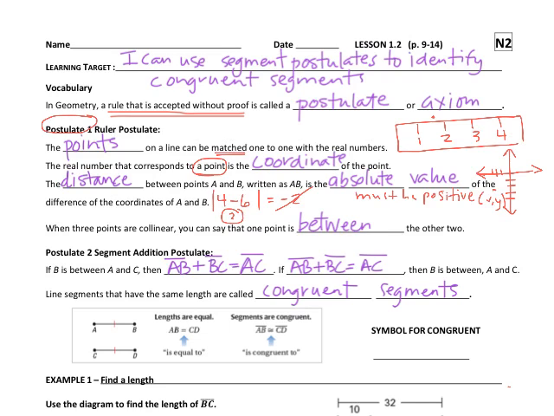When 3 points are collinear, you can say that 1 point is between the other 2. That makes sense if you just think about it. If you're looking at a segment like this and we have an A, a B, and a C, B is between A and C. Those are 3 collinear points. Collinear, again, just means that they all lie on the same line.